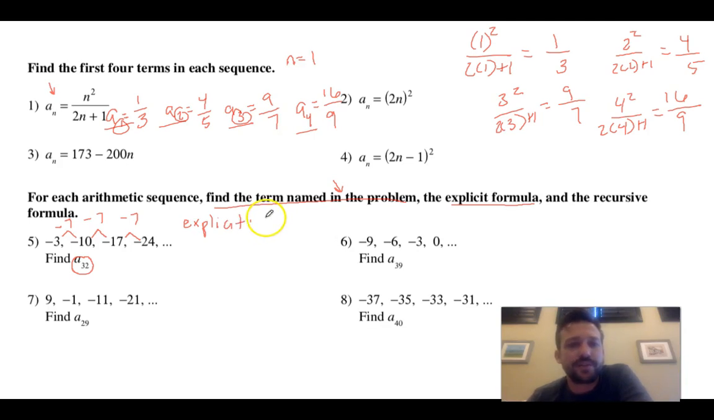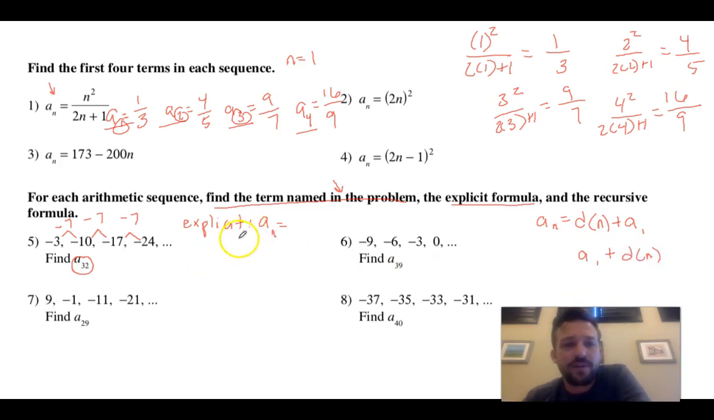Okay, so the explicit formula. Now it's going to be A_n, because that means to find any term in the sequence, whatever term you want, you'd put in for n. In this case, at some point, we're going to want to plug in 32. Okay, so it's going to be some difference, yeah, times some number, the n, whatever term you're looking for, plus or minus the first term, okay? This is how you're gonna do all of them. If you wanna flip these around, you can. I think it's more common to write the first term first than the difference.